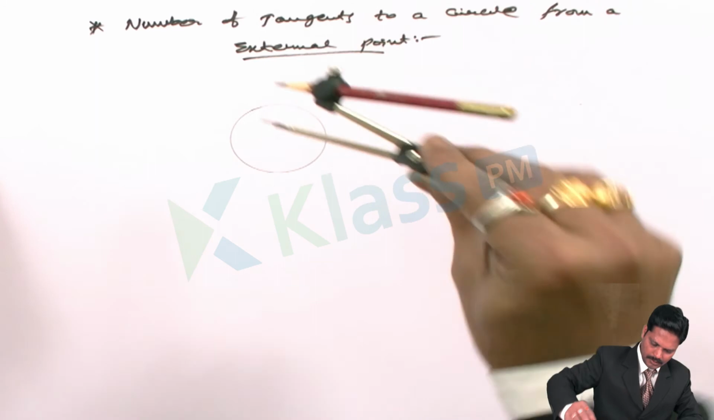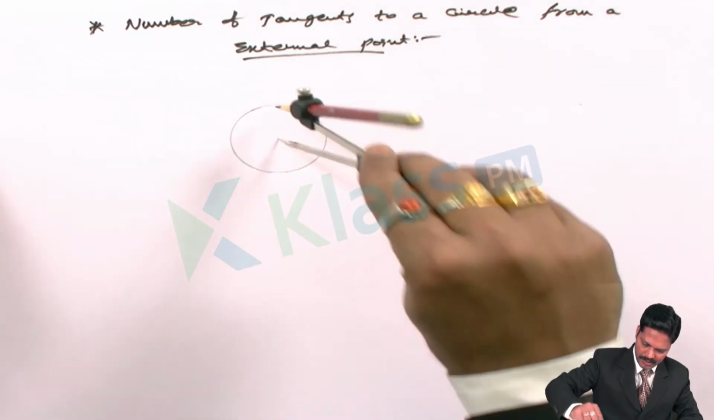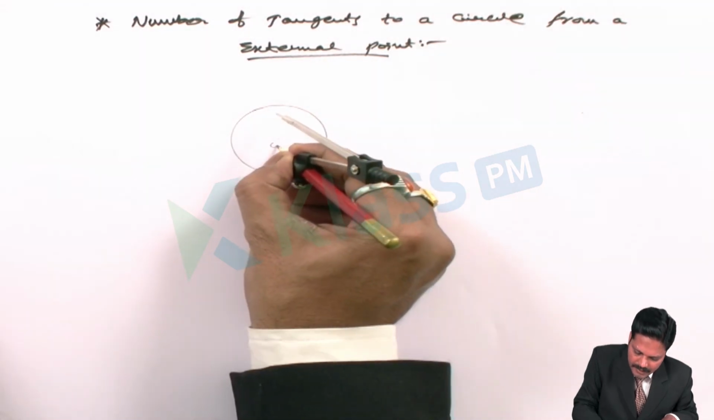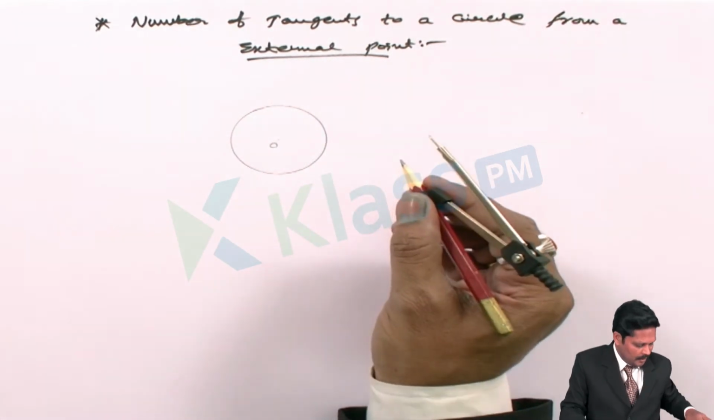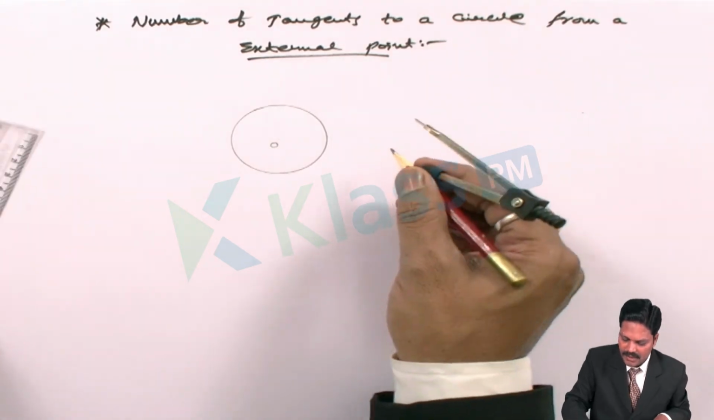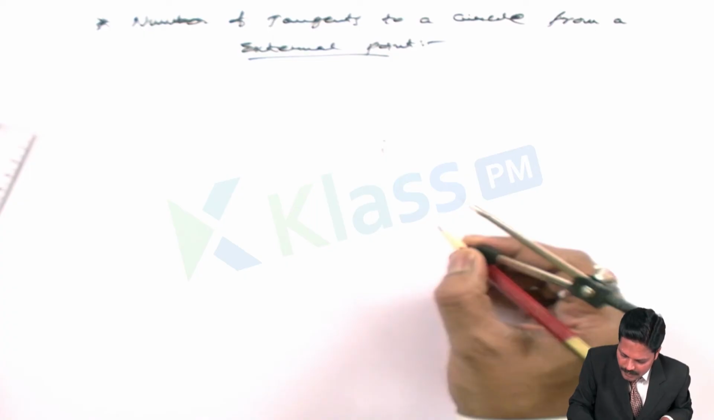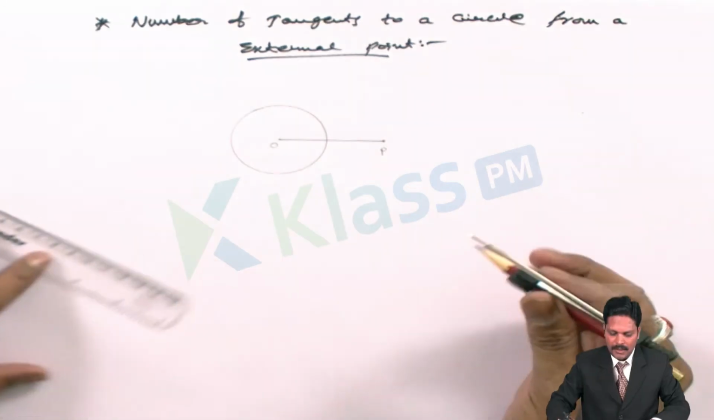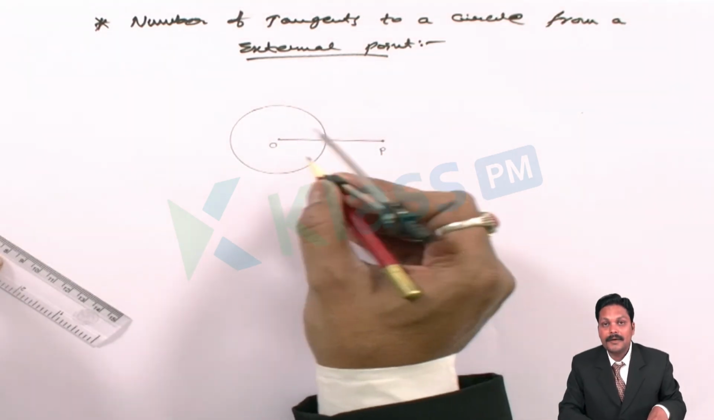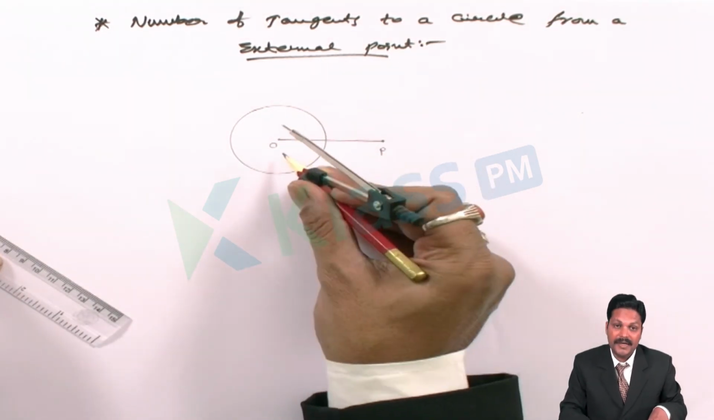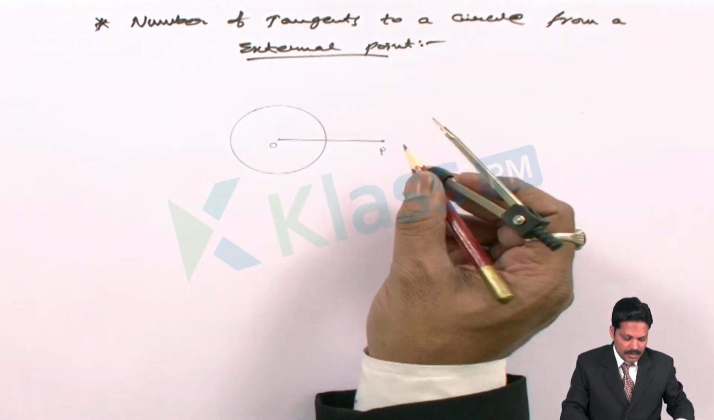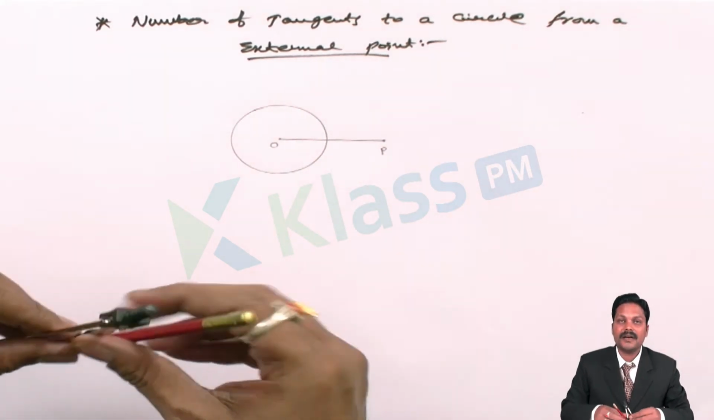I am drawing a circle with a convenient radius, and I am taking the center as O, and one more point I am taking outside of the circle. I am taking it as P, and now I am joining these 2 points. Now I got a line segment OP. One point is inside of the circle, one point is outside of this circle. So how can we construct a tangent?